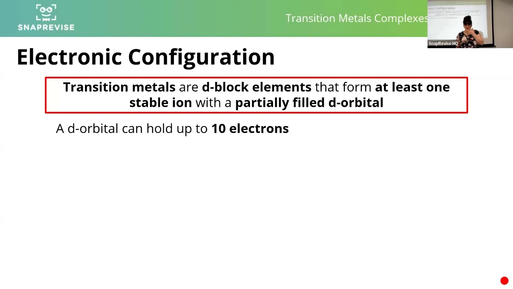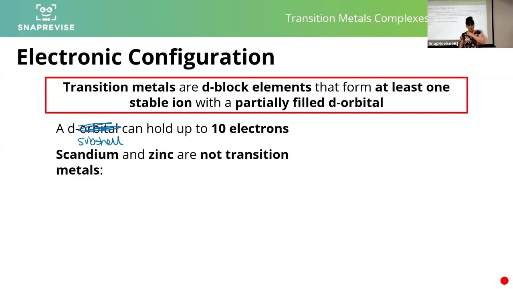D orbitals can hold up to 10 electrons. There are 5, so that's incorrect. Sorry, that should say the d subshell can hold up to 10 electrons. A d orbital is the place where 2 electrons can exist. So the d subshell can hold up to 10 electrons because it has 5 orbitals. Each orbital can hold 2 electrons, so that's a total of 10. So sorry, just change that on your notes if you need.